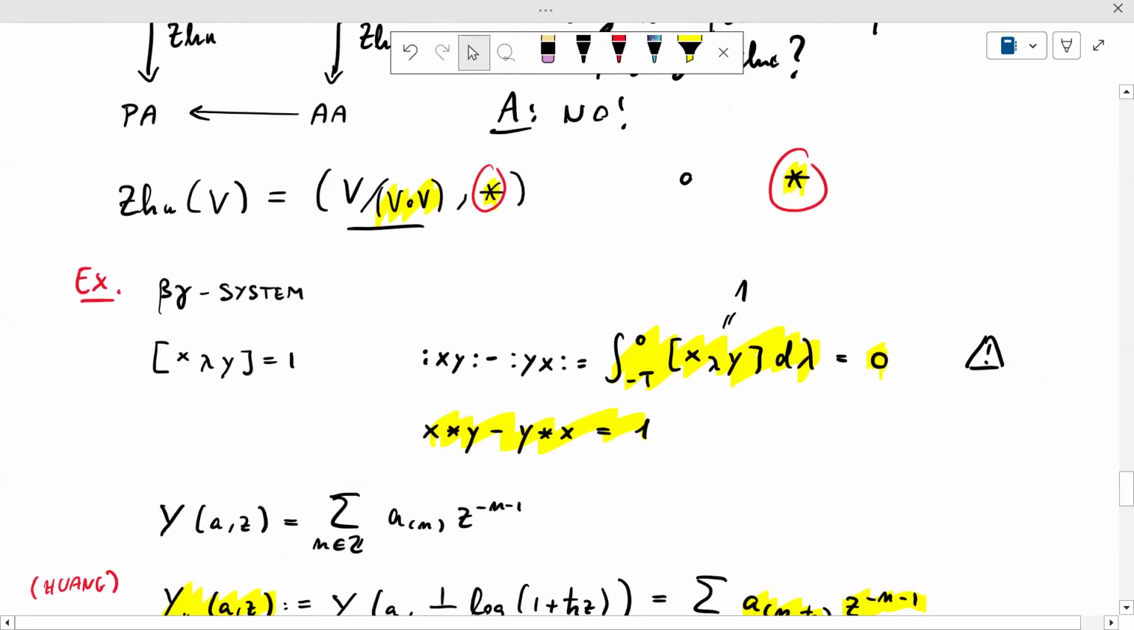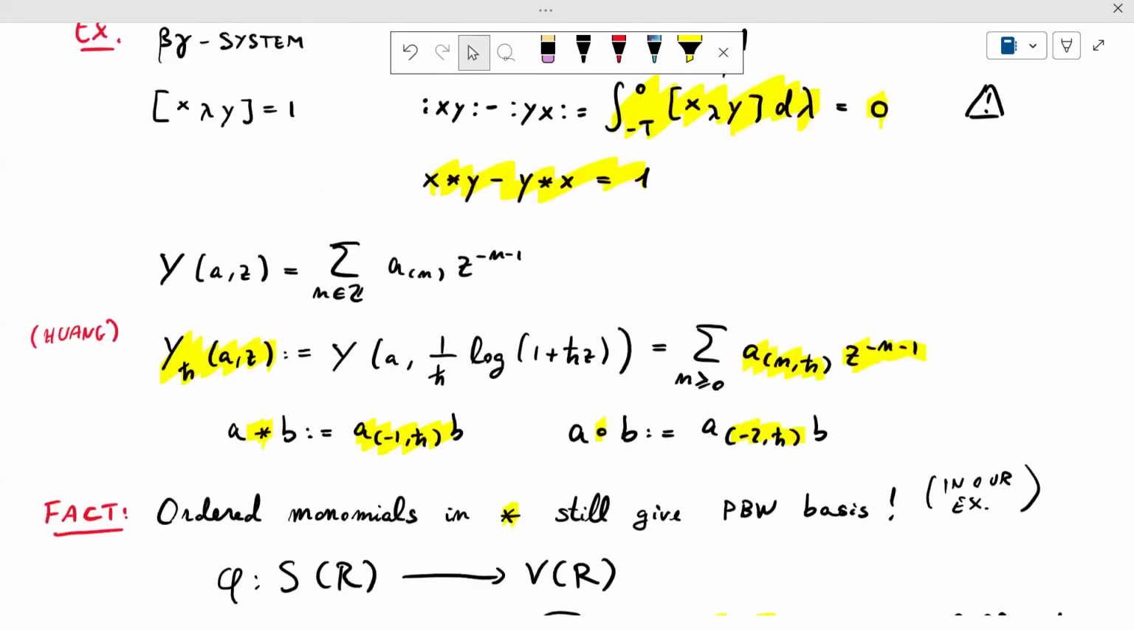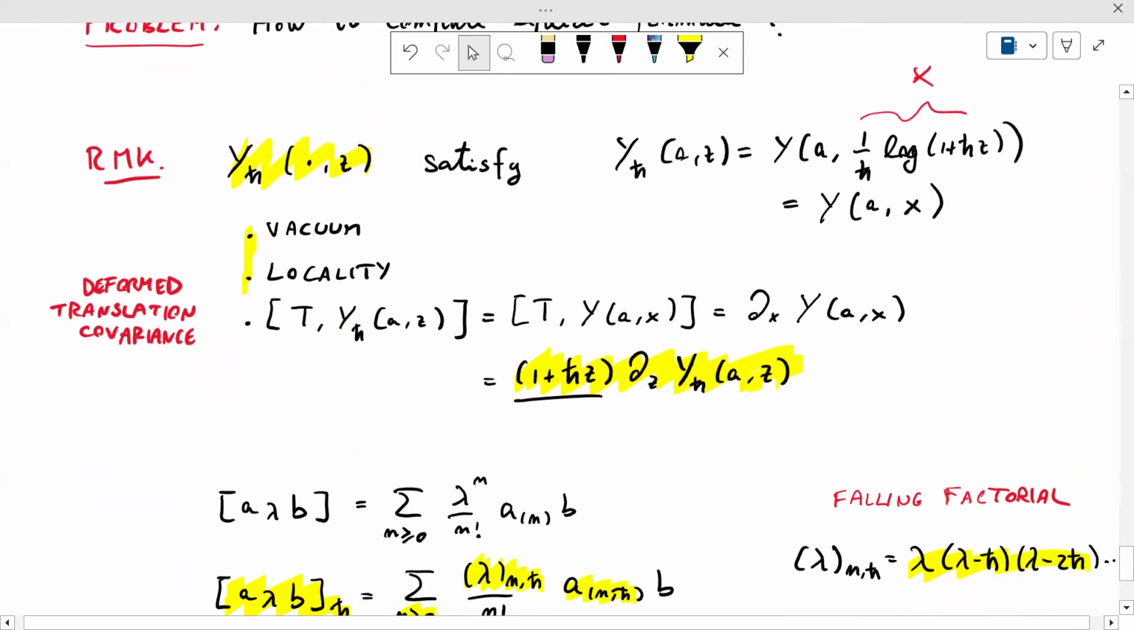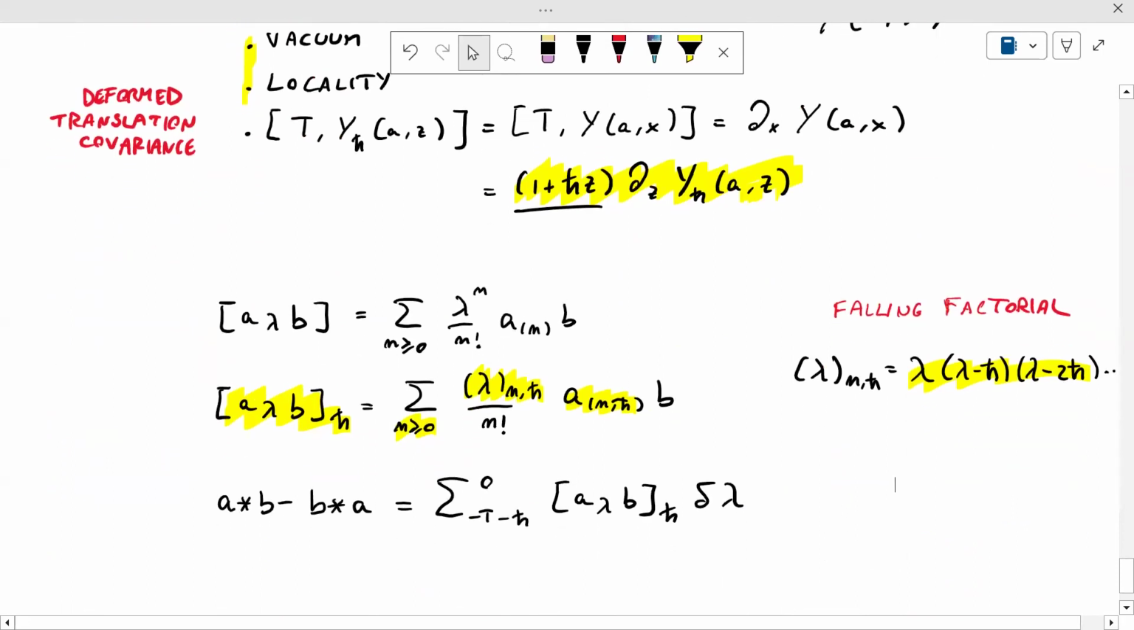What changes is that in all these formulae, we need to go from formal calculus to formal discrete calculus. In fact, we can show a new formula for the commutator. The commutator of this star product can be written in terms of this lambda h deformed bracket, only that we don't do the integral, we do this sigma here, and this is the sort of discrete integral.